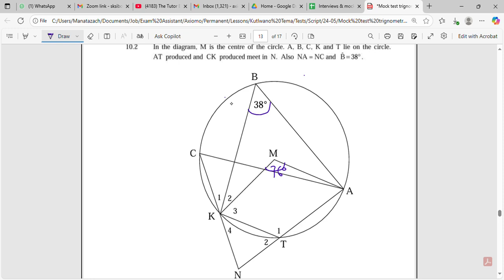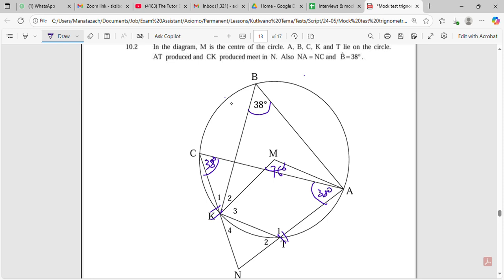Then they say A, B, C, K and T lie on the circle. AT is produced to CK and they meet at N, and NA is equal to NC. So okay, NC and NK are equal. You know what that means? It means this angle there is equal to that angle over there. And then you can also see that angle C and B are equal by angles sharing the same arc, which is AK, or angles on the same segment. So this is 38, this will also be 38.